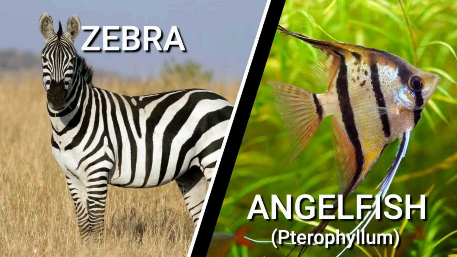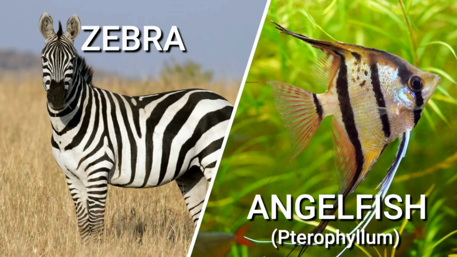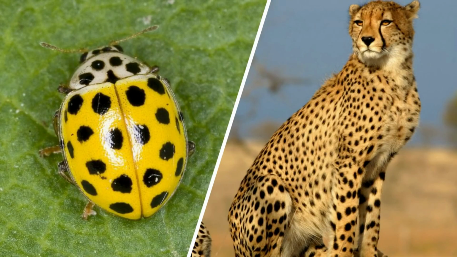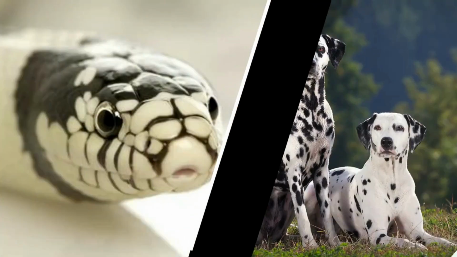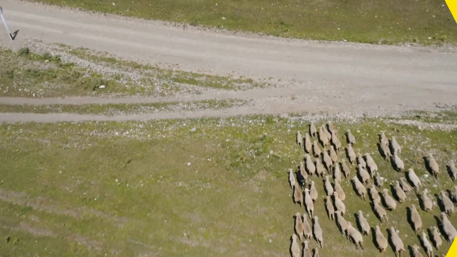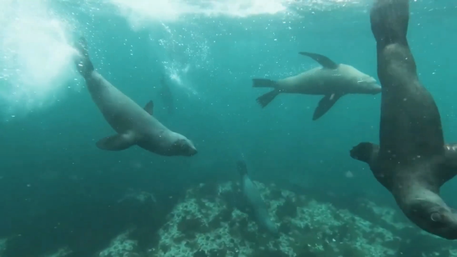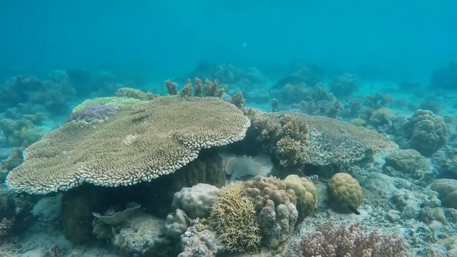This zebra and this angelfish, pterophyllum, how do two such completely different species end up with the same pattern? And it's not just those two. This ladybug and that cheetah, this snake and that Dalmatian dog, you'll find thousands of examples like this. But the question remains the same. How is it that such vastly different species display identical patterns? What's the secret behind these patterns?